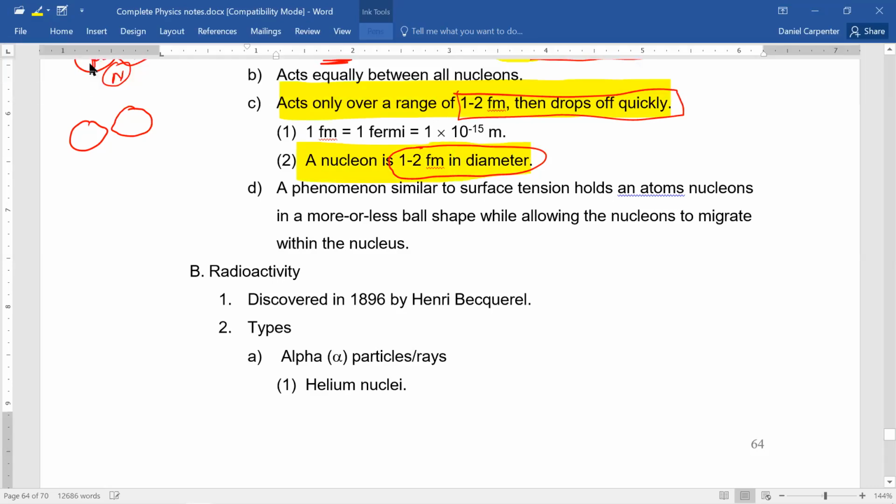Now, a phenomenon similar to surface tension holds an atom's nucleus in a more or less ball shape while allowing the nucleons to migrate within the nucleus. Notice, the protons and neutrons do not stay in one place, any given proton or neutron. Not that that makes any difference to us, because a proton is a proton as far as we can tell, and a neutron is a neutron. But the nucleus is fluid. They can move around.